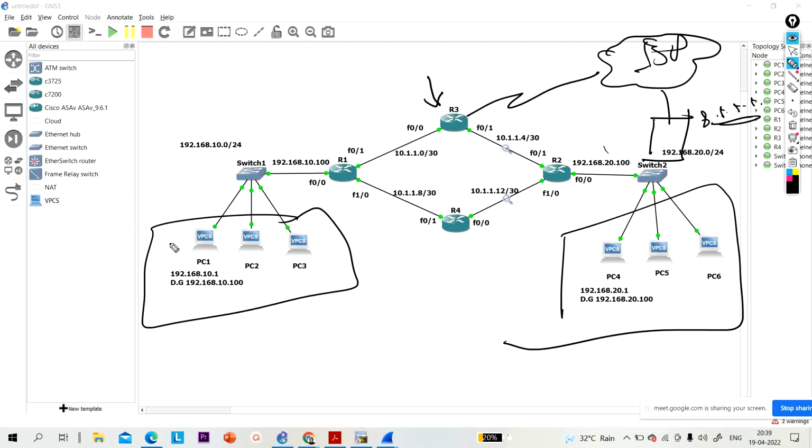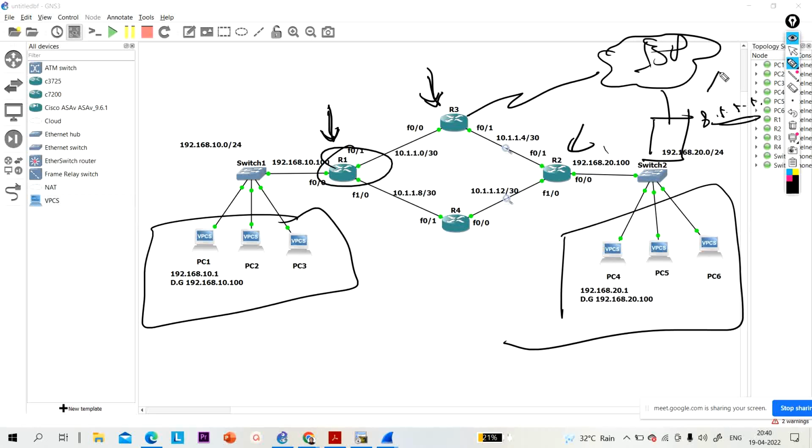Because whenever this machine pings 8.8.8.8, how will R1 forward to R3? There should be one route in their routing table, right? For this network 8.8.8.8, what is the exit interface? Yes or no? You have to configure a static route for this network. In the same way on R3, on R2, on R4 as well, right?